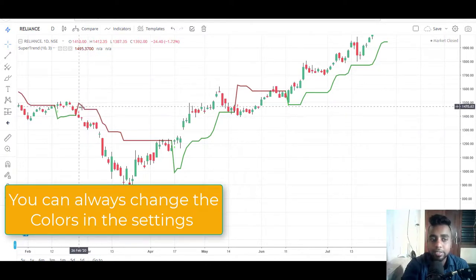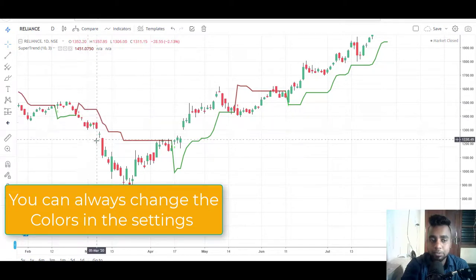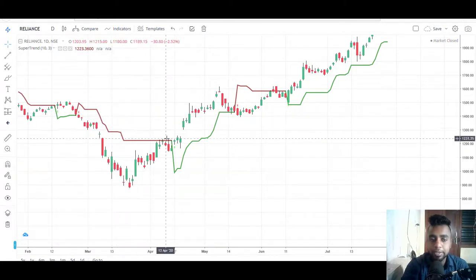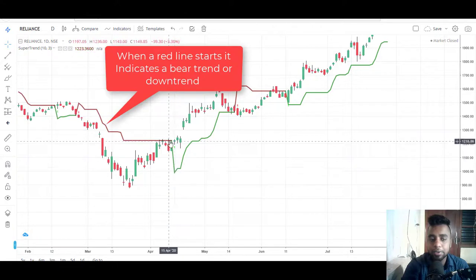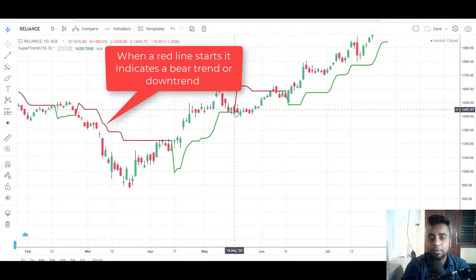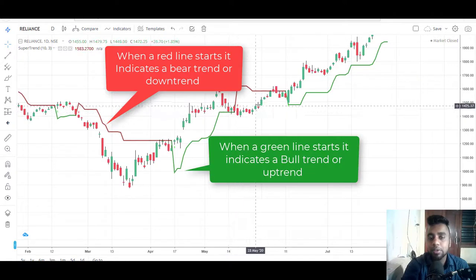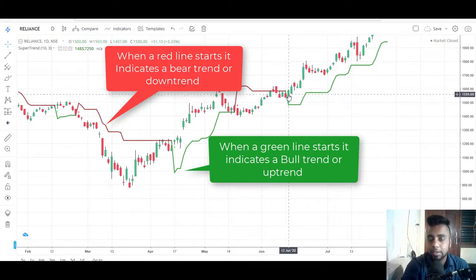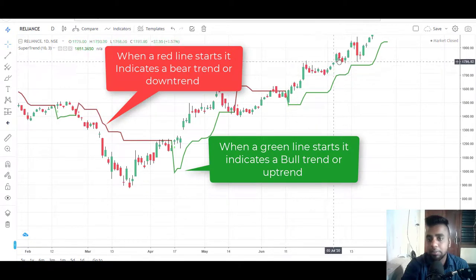After changing to red, you can see the price was also moving in a downtrend, and again here the line turned green, and after that it was going in a bull market, and again there is a red. Again you can see there was a small bounce here, and after that it again gave a green signal, which is a bull market. Then after that the price jumped.